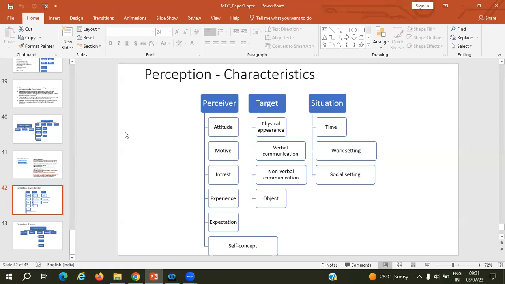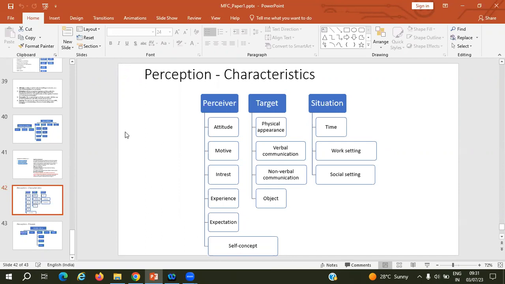Non-verbal communication is anything which is not in terms of words, that means eye contact, facial expression, body posture. These are non-verbal communication. So communication is one aspect. You are listening from the target and you are drawing an attitude on that object, on that target, based on these factors.